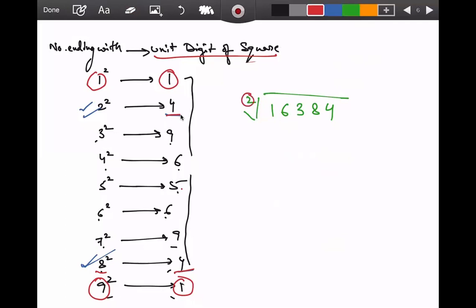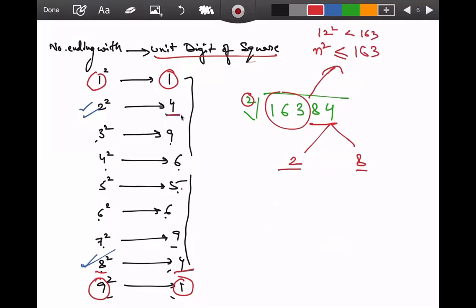So we have 2, underline 2. 4 is because 2 or 8. We are left with 163. 13 square is 169. 12 square 144 is just less than 163. Therefore 12 and 12. Now we'll take 1 to 5. This is 25. 12 into 13 is 156.